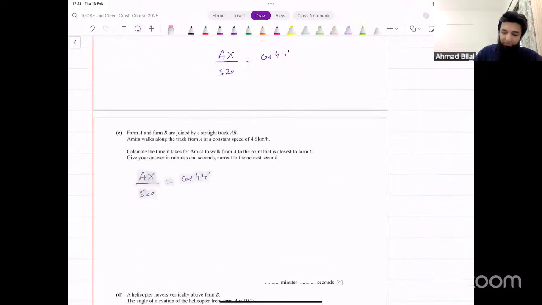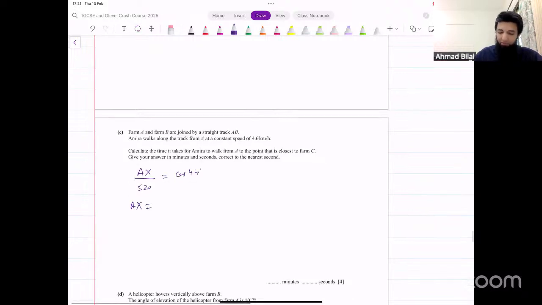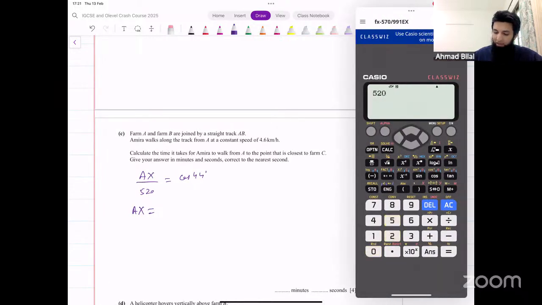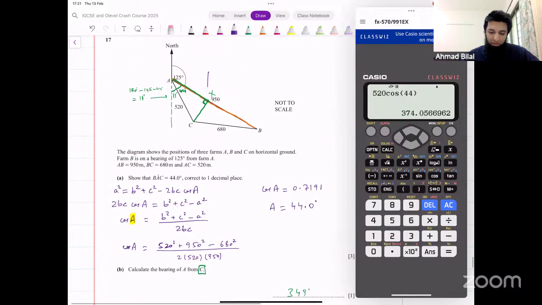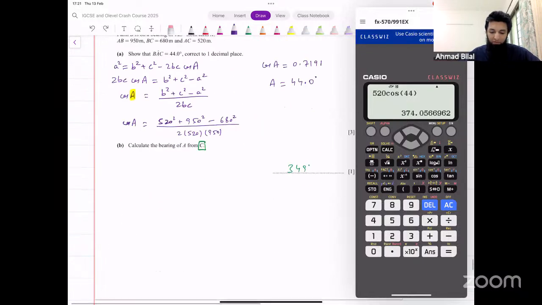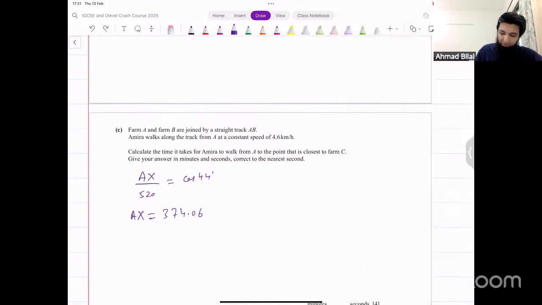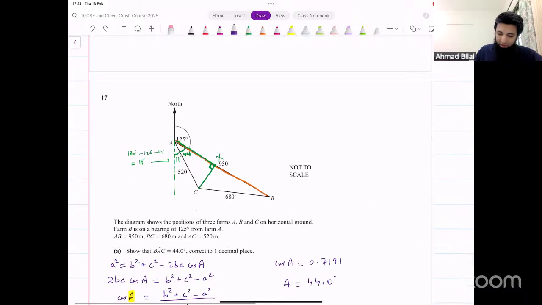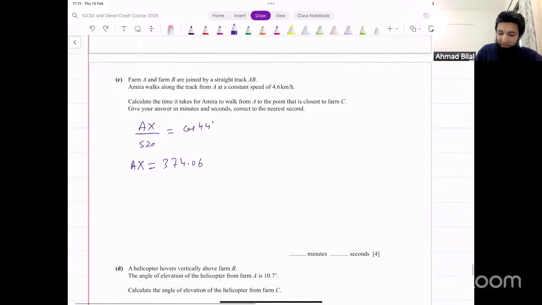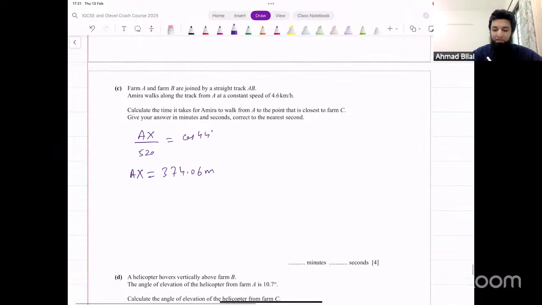Once we have that, let's figure this out first of all. AX length is 520 times cos of 44. This is giving me 374.06. Okay, so that's the length of AX. So the distance from A to this point is what we have found now. That's 374.06. So she is traveling a distance of, this is in meters, right? Yeah. So 374.06 meters, that's the distance that she's traveling.